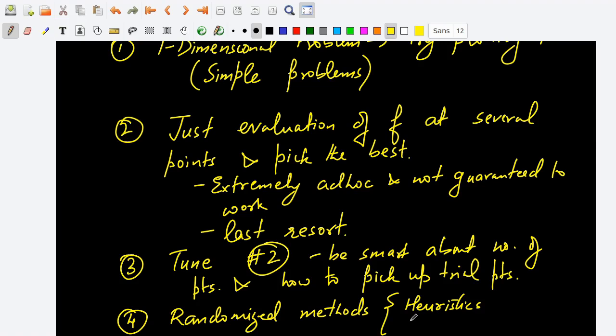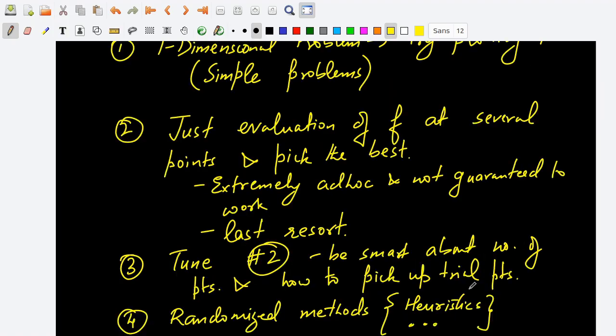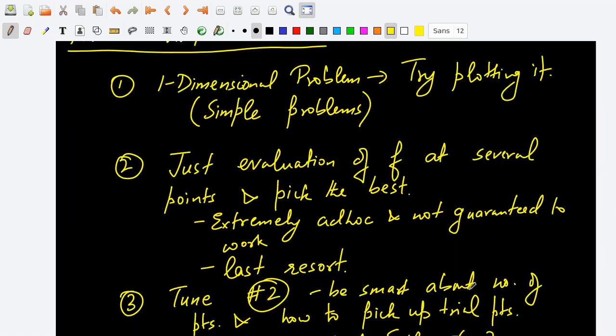So we will not be studying any of these 3-4 methods that we have listed on this slide. Rather, we would do something a little bit more structured and systematic. So what will be those methods? We will cover in the next lecture.